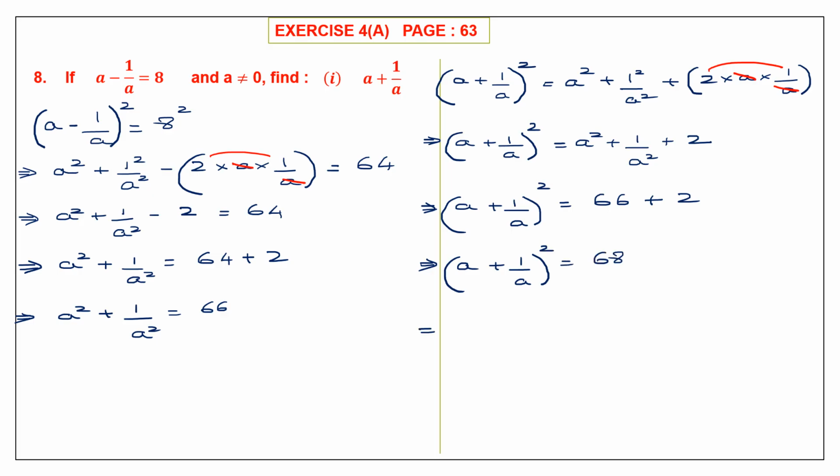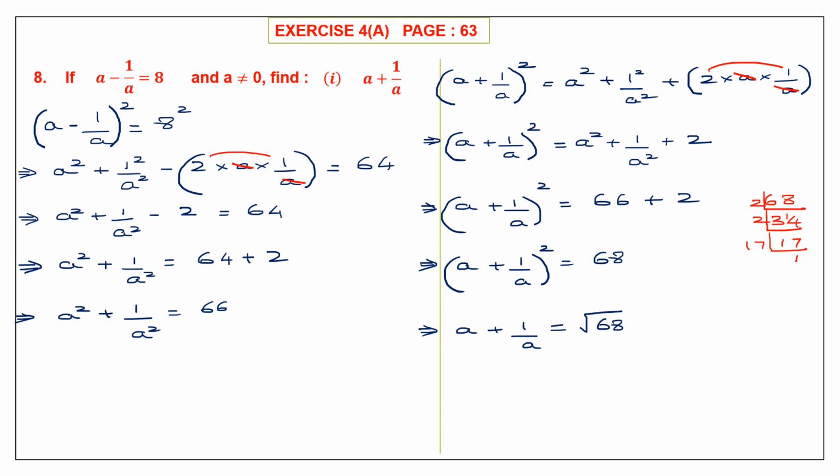And now we can find the value of just a plus 1 by a, because this is what we are asked to find out in the question, by finding the square root of 68. So for that we have to find the prime factors of 68. Let's do that. So 68, let's find the prime factors. 2, then 2 3s are 6, 2 4s are 8, 34. Then 2 1s are 2. And here we have 14, 2 7s are 14. Then we have 17, 1s are 17.